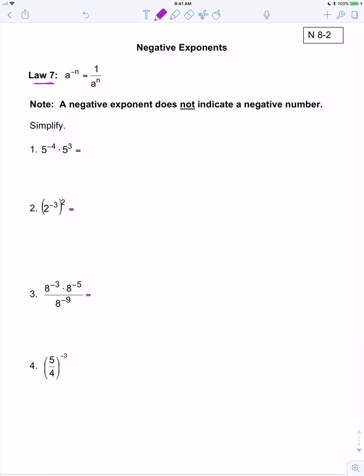Okay, so we're saying 5 to the negative 4 power times 5 to the third power. So the base still has to be the same. So that is 5. Well, what do we do when we multiply exponents with the same base? Remember in our last video, we add them. So that is negative 4 plus 3. Well, negative 4 plus 3 leaves us with 5 to the negative 1 power.